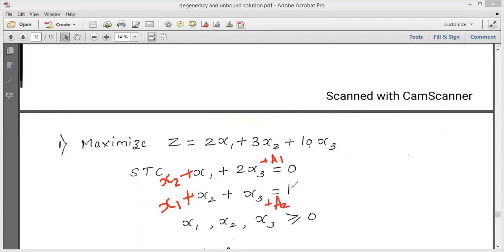And whenever we have an artificial variable, the usual simplex method is not suitable. The given problem has to be solved either by using the big M method, or by using the two-phase method. We will look into the problem and solve it using either one of these two methods.